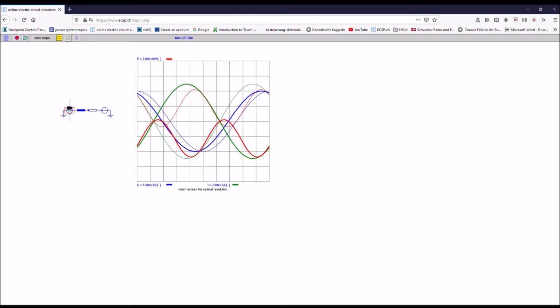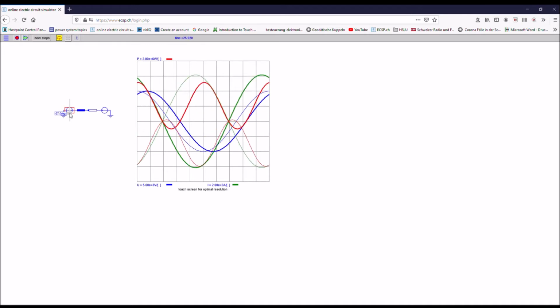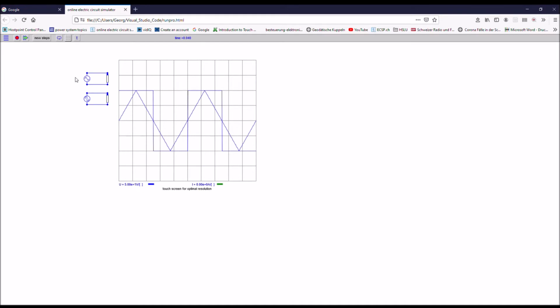So does the current. If I change now from leading to lagging, you can see how the power is now fed from this source into this one. So this power is now positive. This is how you can play around with the phase angle of the source. There is also a triangular and a rectangular voltage source.